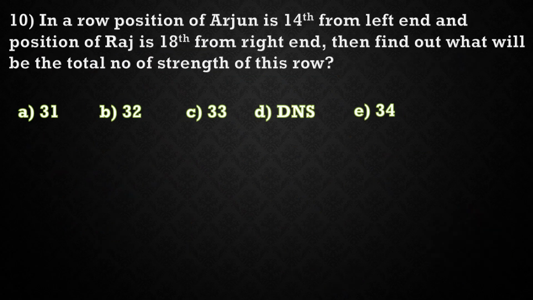10th question on your screen and your timer starts now. In a row, the position of Arjun is 14th from the left hand and the position of Raj is 18th from the right hand. Then find out what will be the total number of strength of this row. Read the question very carefully.